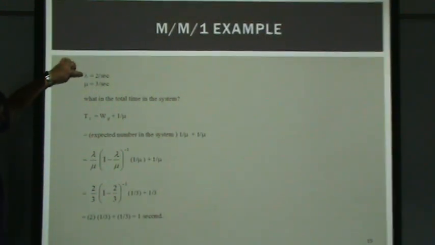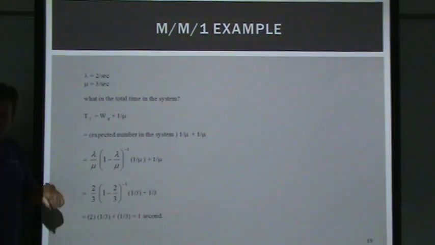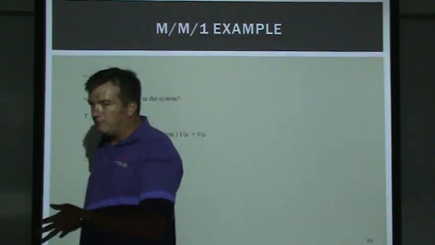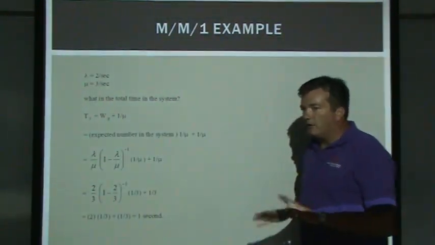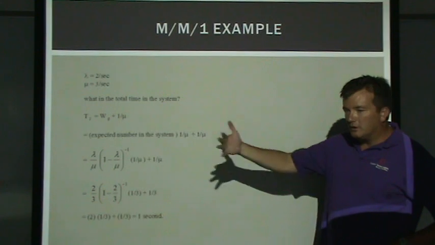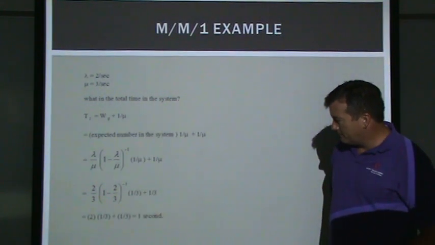So in this example, if we have a rate in of 2 per second and a service rate of 3 per second, when we arrive at this queue, we can expect, on average, 2 customers to be in front of us. Could be 0, could be 1, could be 2, could be 3, could be 4, could be 20, but on average, we expect 2 customers to be in front of us.